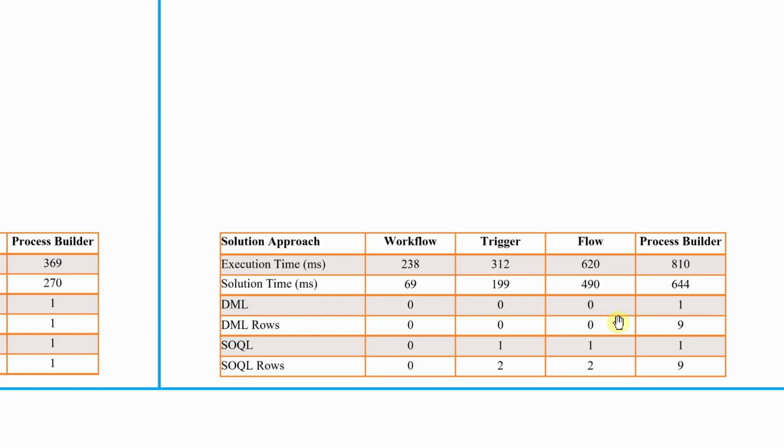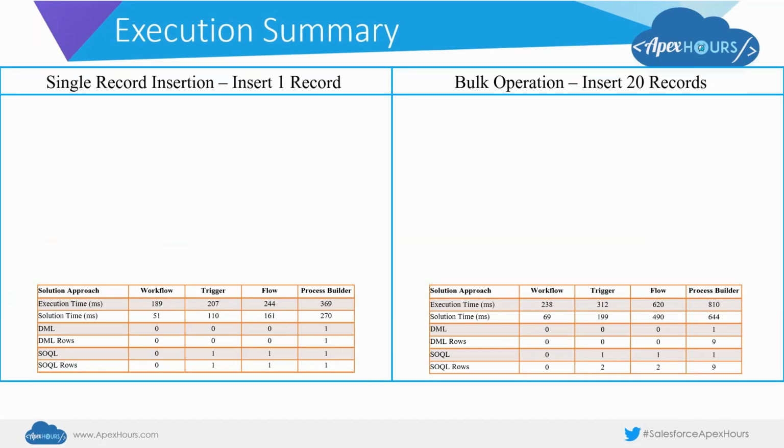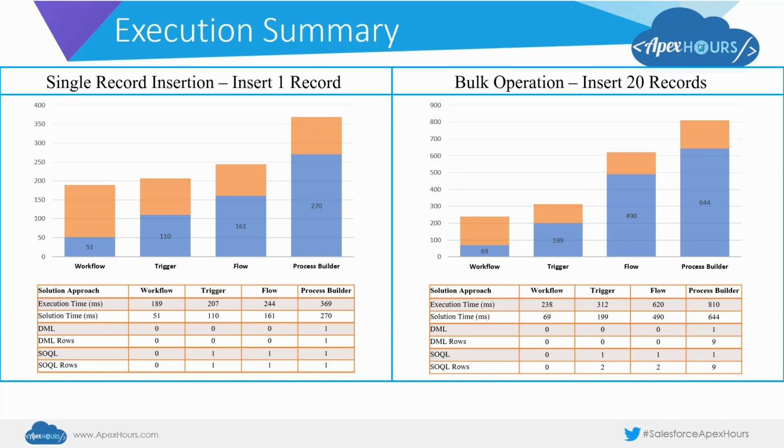And even for the solution time, you can see for a process builder it is high, and for DML statement and SOQL, you can see it is consuming one. Now, if you see a graphical representation here, you can see the difference clearly. So definitely for this kind of simple scenario, a workflow field update is the best option for us.